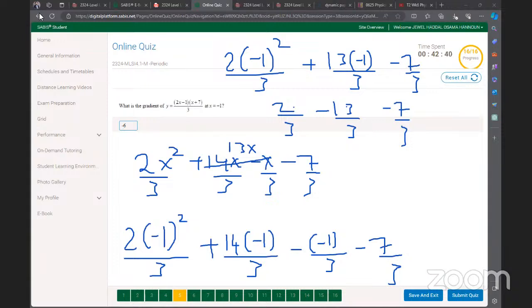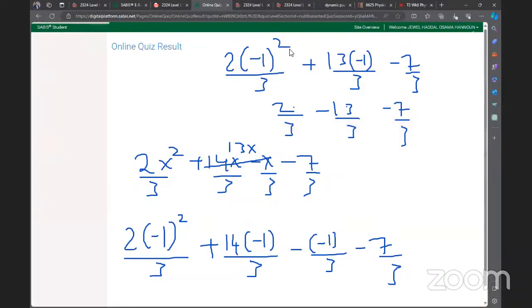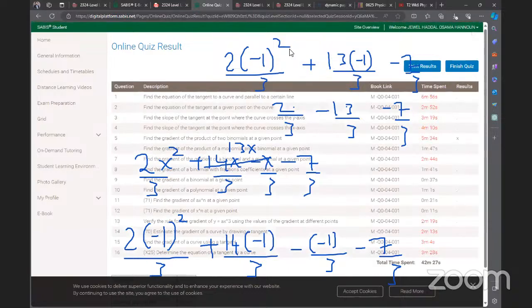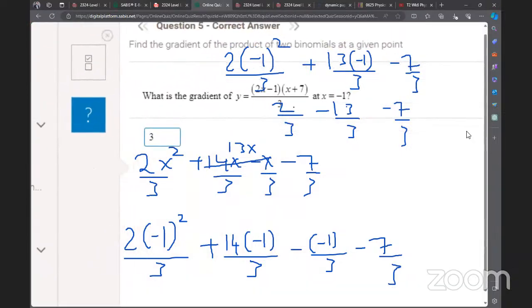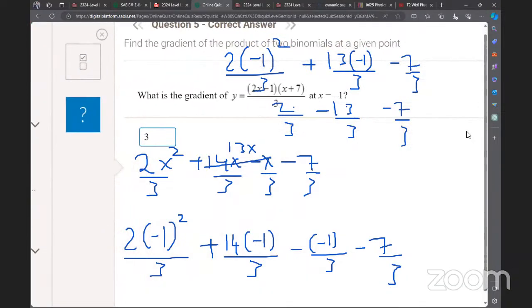So it's not our fault. We have nothing else to do. Yeah. Just make sure of the answer. 3. Let's make sure if it's right or wrong. Just wait, I will make sure now. Give me just 1 minute. The slope here is positive 3. Let's make sure.